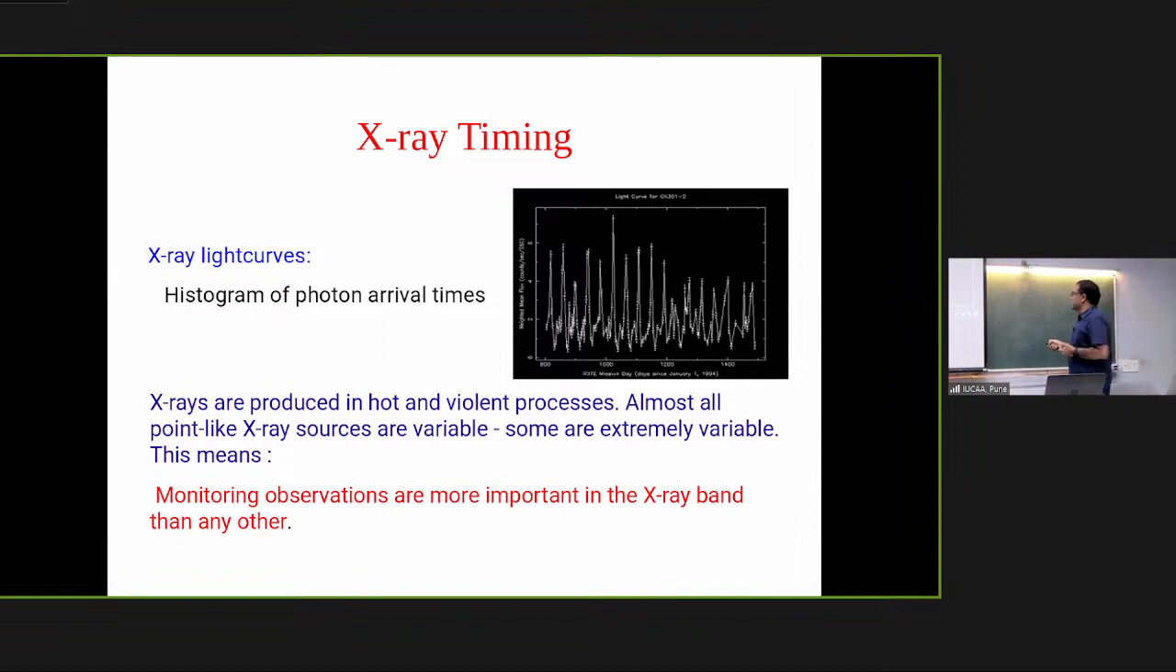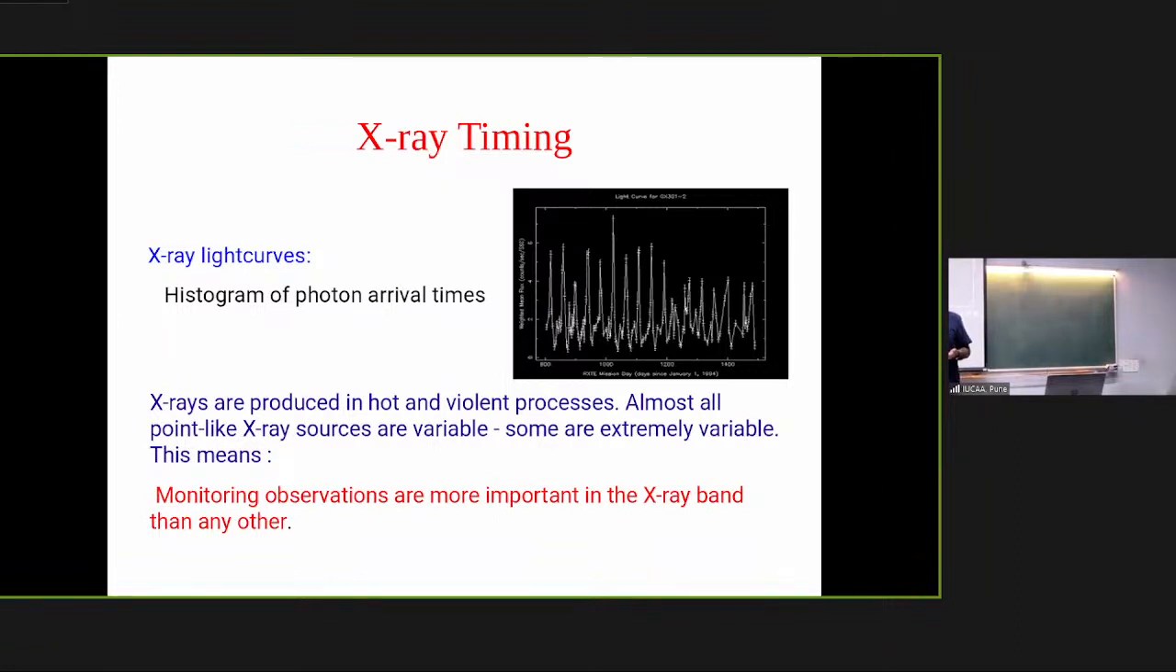And as I mentioned yesterday, these X-rays are produced by constant violent processes. So almost all X-ray sources are variable, and some are in fact extremely variable, which means monitoring an X-ray source as a function of time gives a lot of physics information about the nature of the source. It is not like another area. For example, if you're looking at a normal galaxy, or most of the stars which are not variable, you have one observation, and that is the information available.